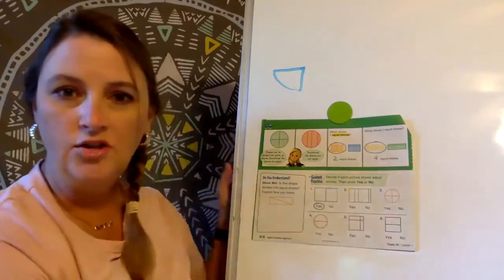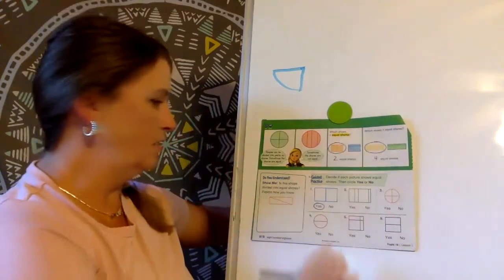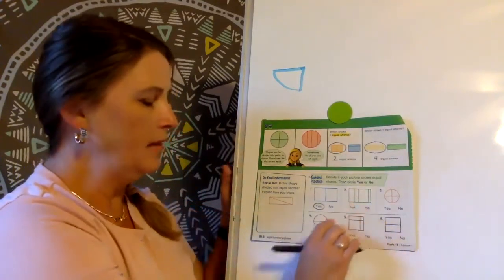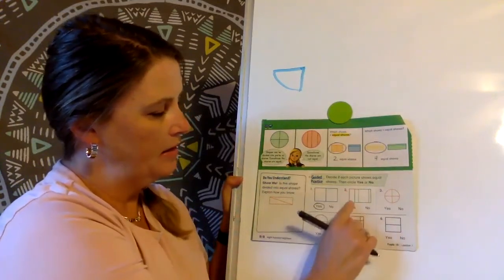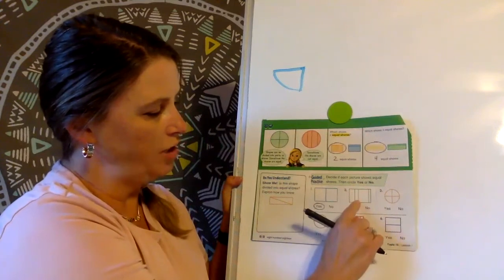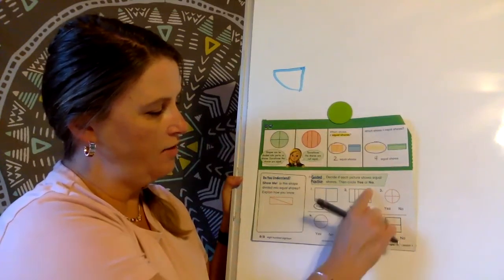Okay, let's try number 2 together, even though they didn't do it with you, okay? So number 2 is another rectangle, and it has a share here, a share here, a share here, and a share here.